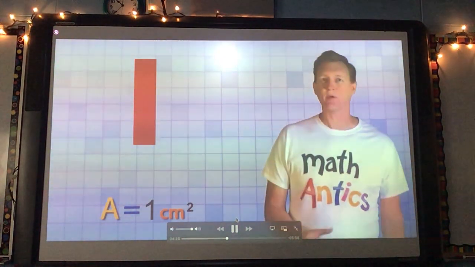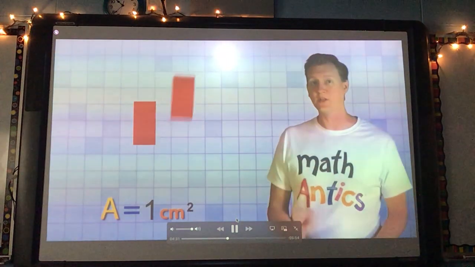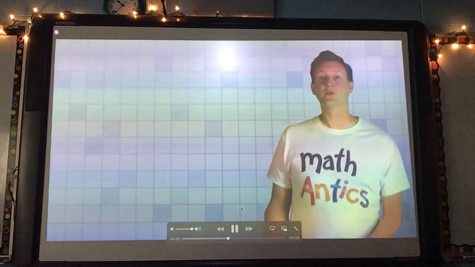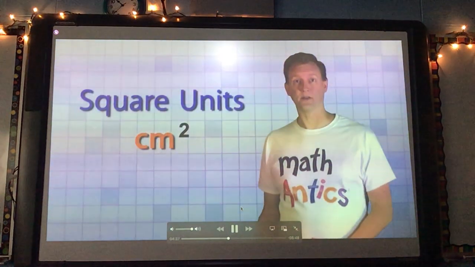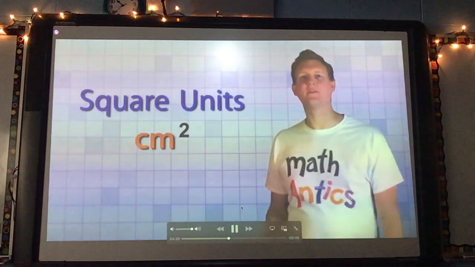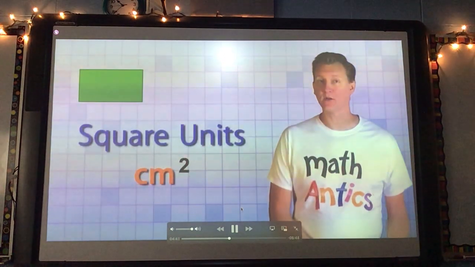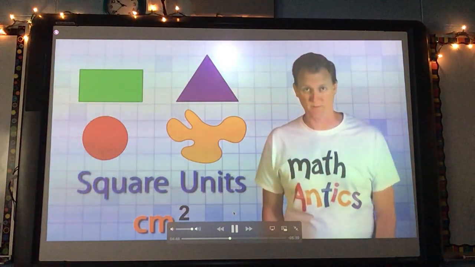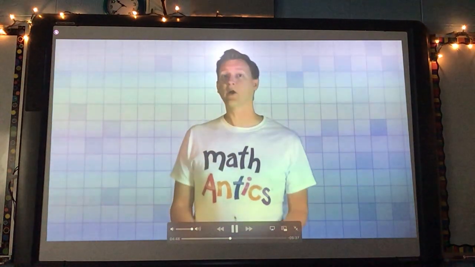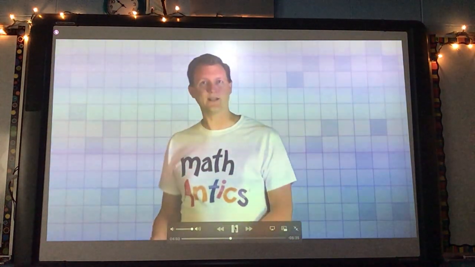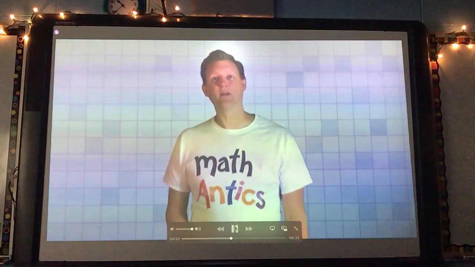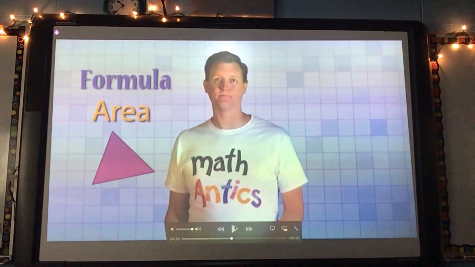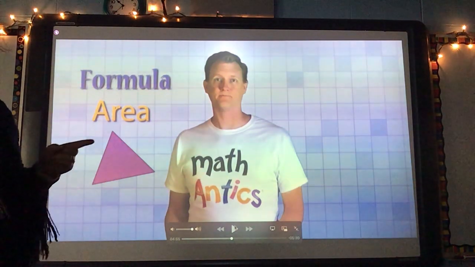You can see that if we break up the rectangle in half and rearrange it, then it would form a square. In fact, we can use square units, like square centimeters, to measure any area, no matter what the shape is. It could be a rectangle, a triangle, a circle, or any other two-dimensional shape. Okay, now that you know how to find the area of any square or rectangle using our formula, we're going to learn the formula for finding the area of any triangle. We are going to learn that formula, but not today.